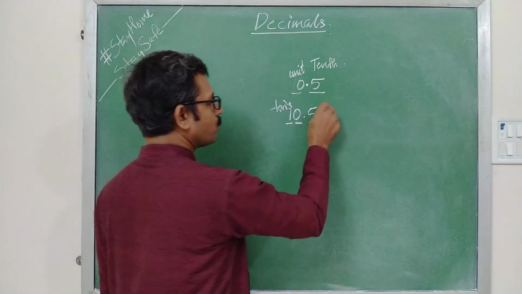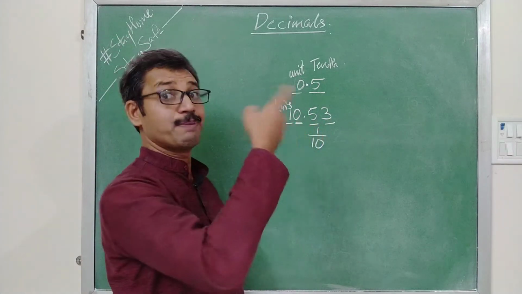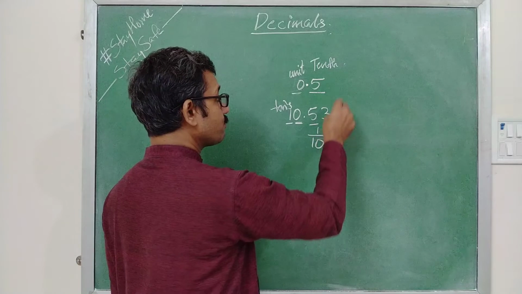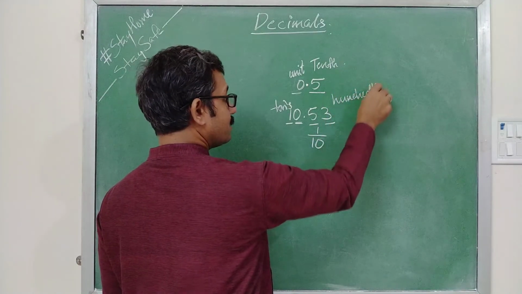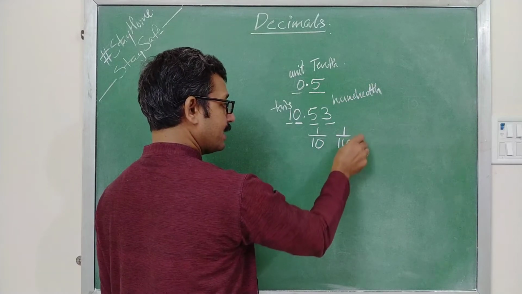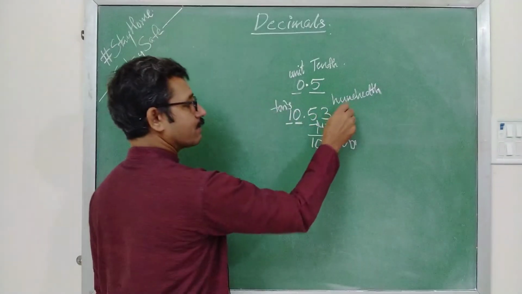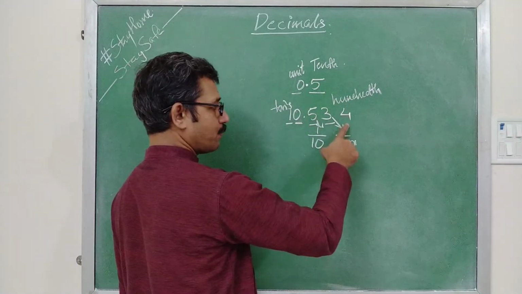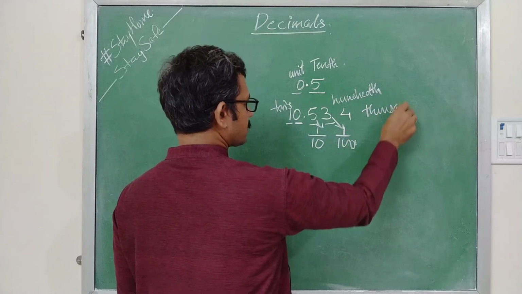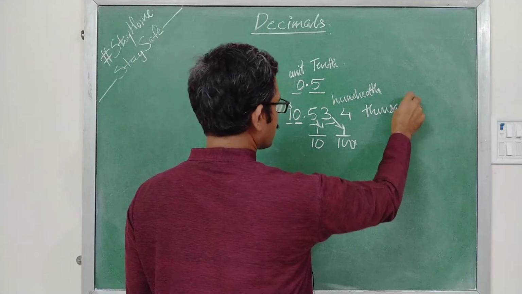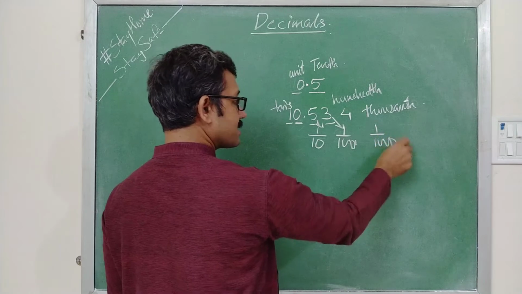Suppose one more digit, 3, is here. What is the place value of this? It is the hundredth place, that is 1 upon 100 is the place value. Now one more digit, 4, is there after the point. It is the thousandth place, that is 1 upon 1000. This is the place value.